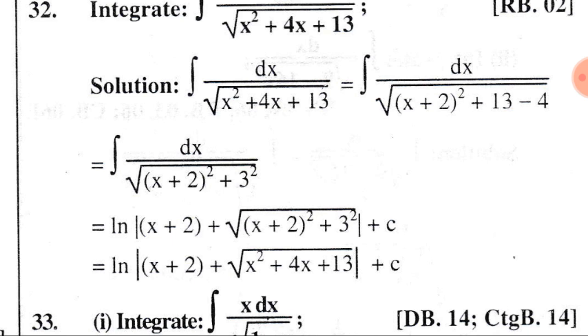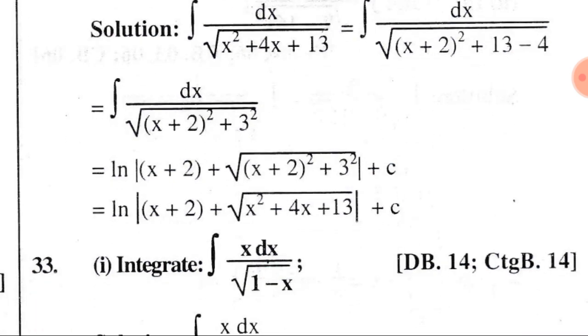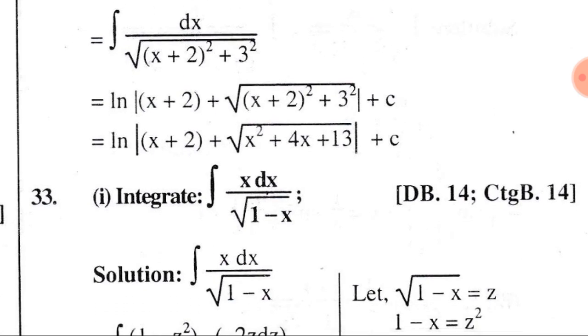So here in place of x there is x plus 2 and in place of a there is 3, so we can write ln of x plus 2 plus square root of (x plus 2) whole square plus 3 square plus c, where c is the integral constant. Now after calculation we get ln of x plus 2 plus square root of x square plus 4x plus 13 plus c. Here c is the integral constant.